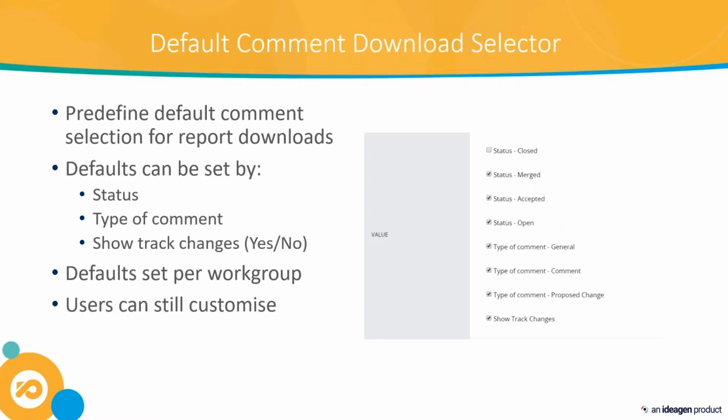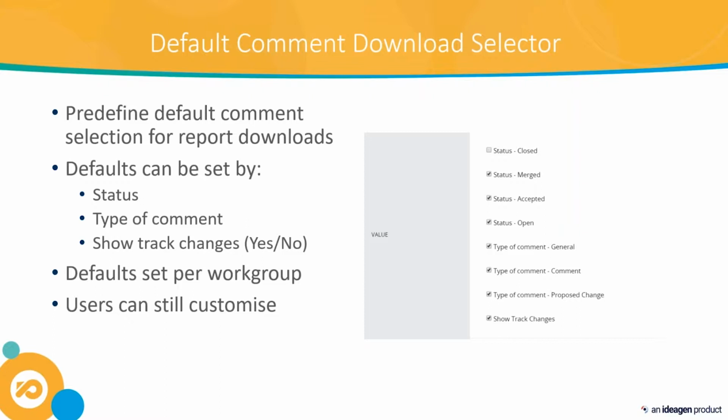So you can set the comment and proposed change status to be included in the download, the type of comment or proposed change, and whether or not you include the full track changes. So users can still customize on a per download basis, but every time they then go to re-download the report again, it will reset and take on those workgroup level defaults.